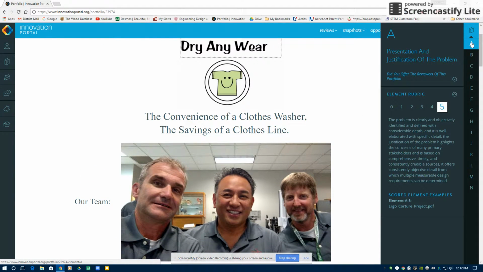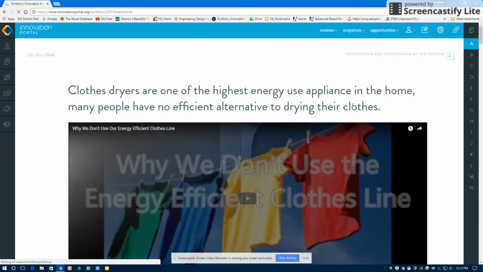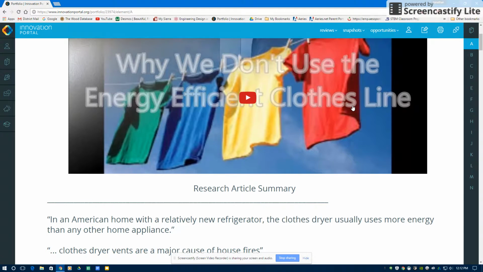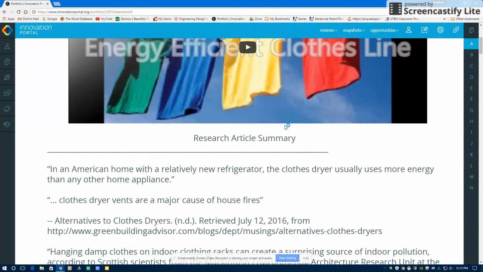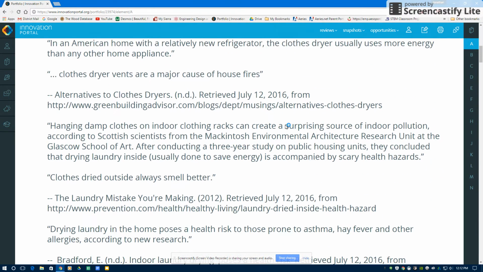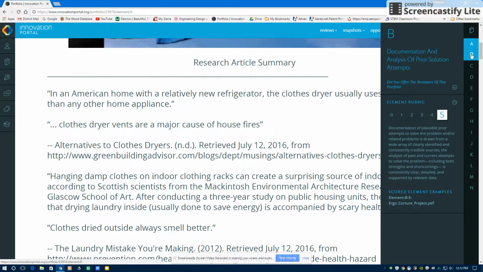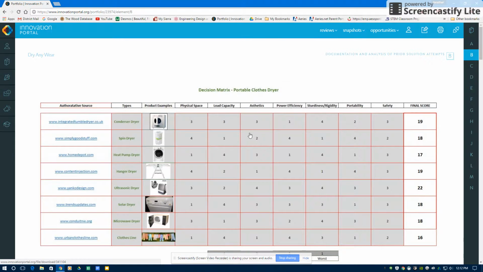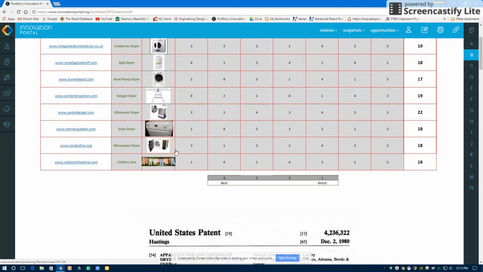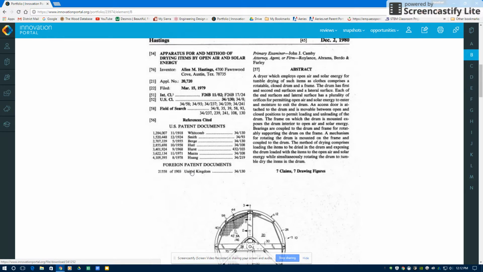Element A right here is presentation and justification of the problem. So as I click on here, I have a video, research articles, references. Element B here is documentation and analysis of existing technologies. So I have a decision matrix of existing technologies here, some patent research.